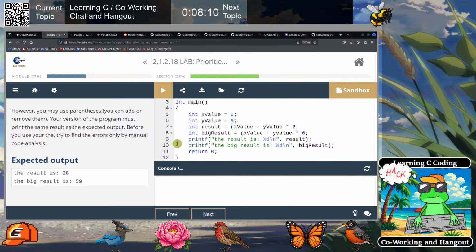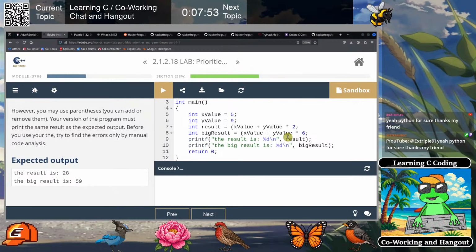Okay, so 5 and 9. Result equals 28. So result equals 28. X value, Y value, and then 2. X value and then Y value, and then I guess we need to put this between the parentheses. So X value, Y value equals 14. 14 times 2 is 28. That makes sense.